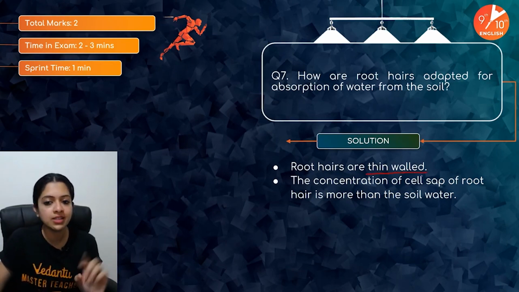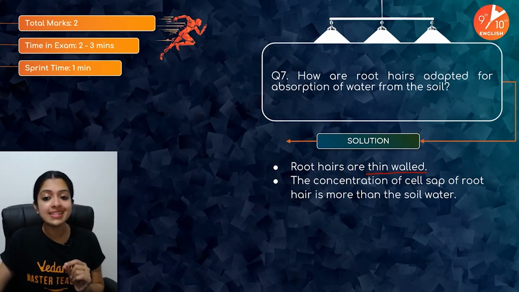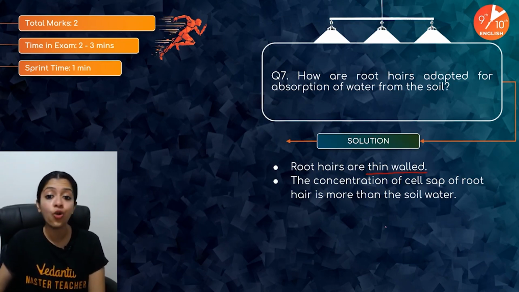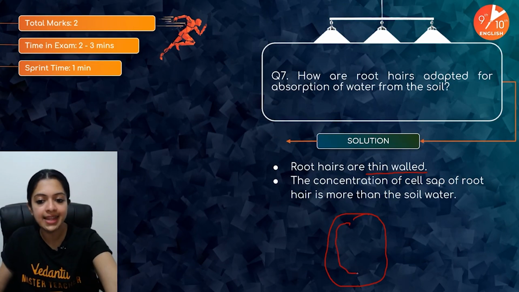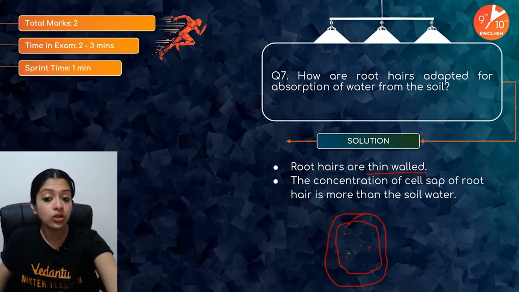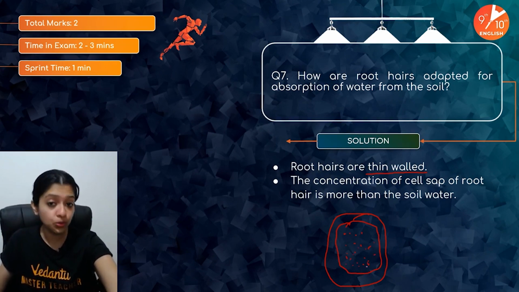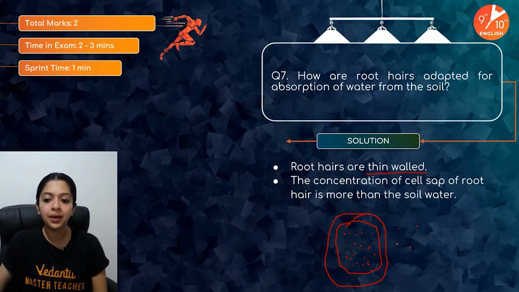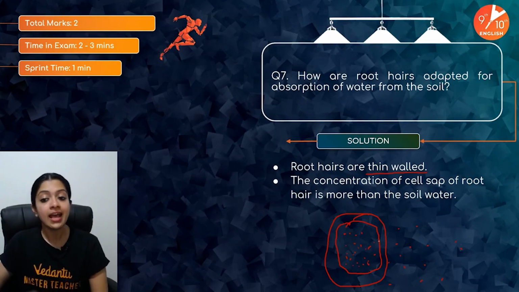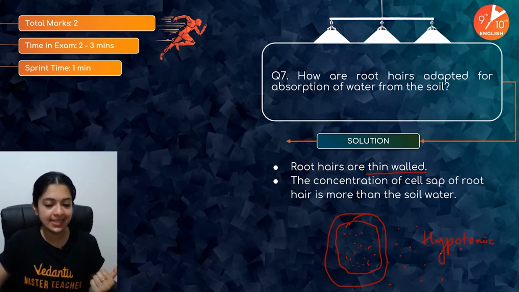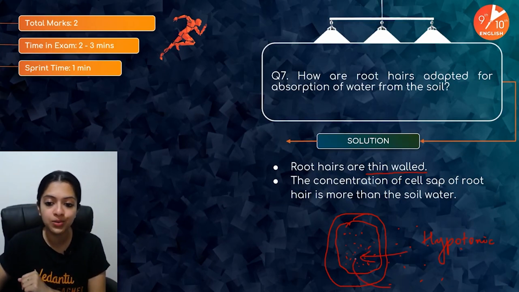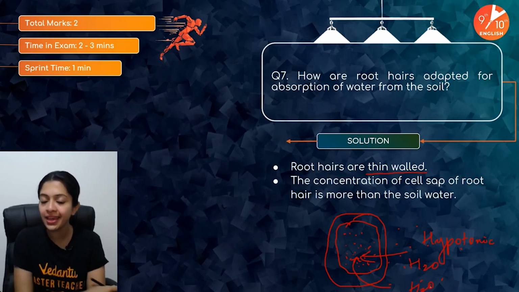They are thin-walled. Then the concentration of cell sap of root hair is more than soil water. How do you think that is being helpful? Remember, children, inside a root hair cell, the sap of the root hair cell, the concentration of the solutes is going to be really, really high as compared to outside. As a result, the outside environment is always maintained as a hypotonic environment. And as a result, water would be drawn in from outside to inside naturally by osmosis. Water naturally enters by osmosis.